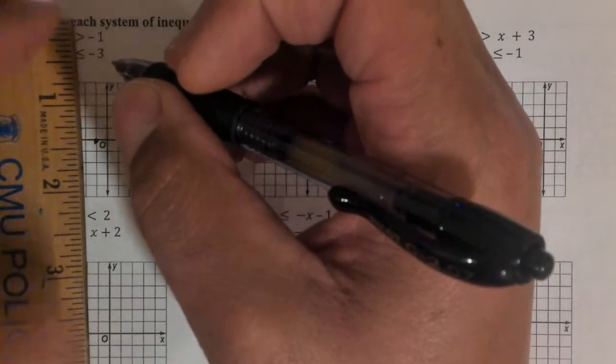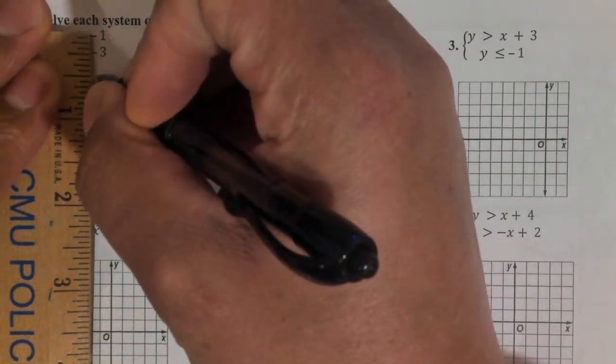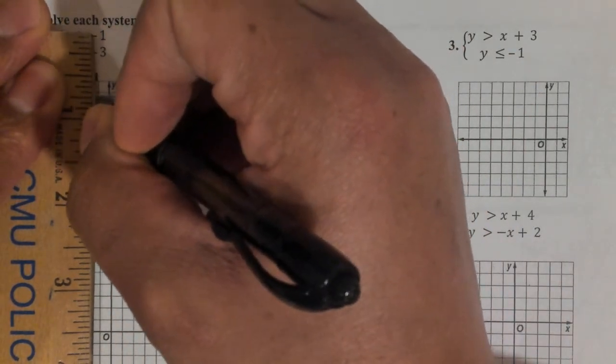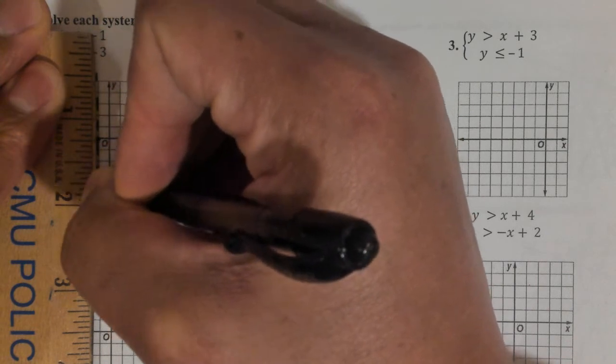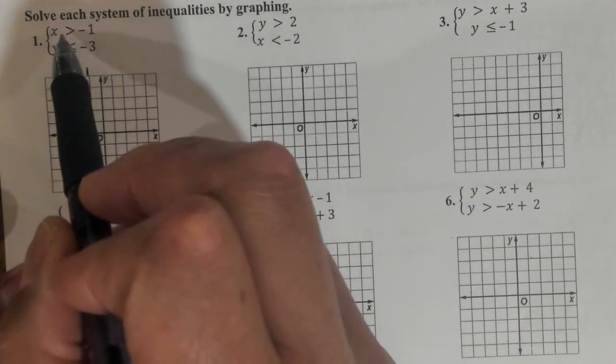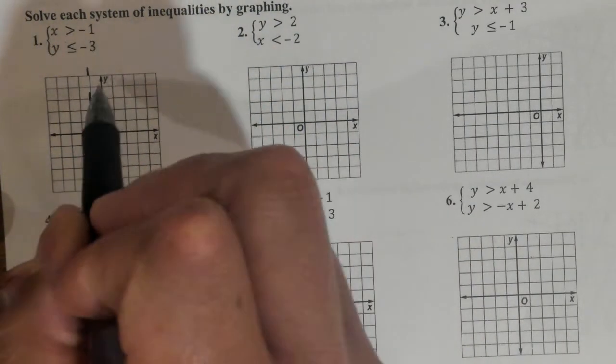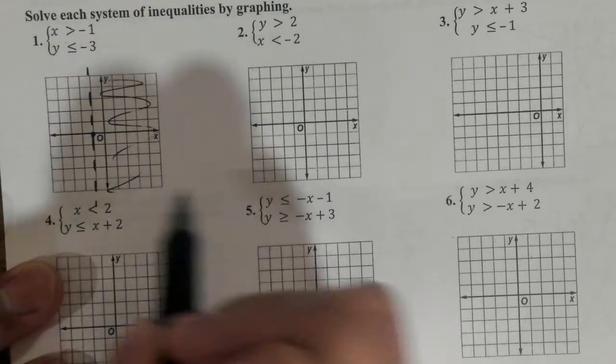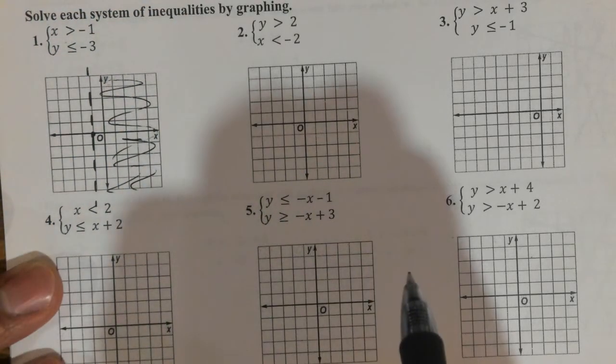So using my CMU police straight edge I got from college several years ago, we'll say. There's my dotted line, and then I'm shading to the right. You can actually follow the arrow, right? It's pointing to the right. Okay, I'm just going to shade real light, just a little bit over here, so I can say, okay, yep, that's where I want to shade.